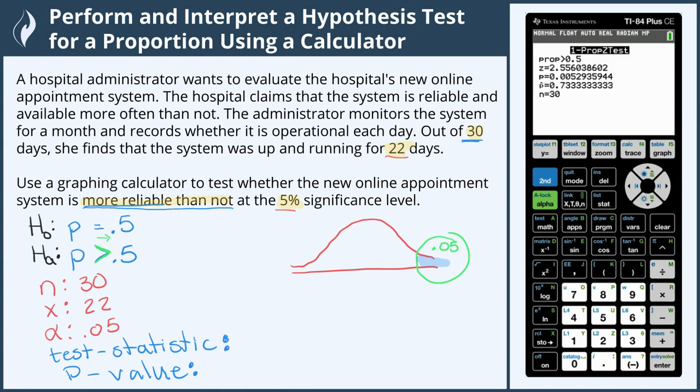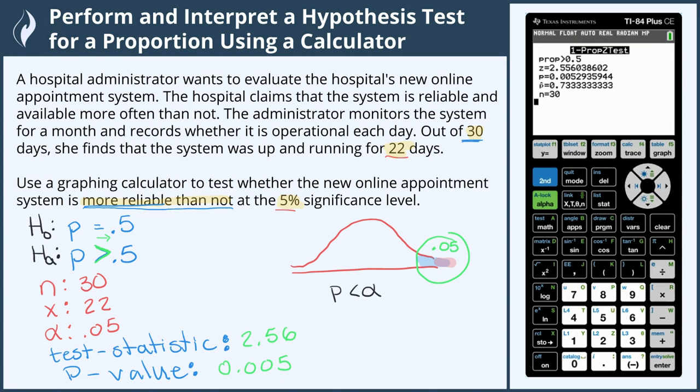Let's go ahead and write those down. The p-value is 0.005, and the test statistic is 2.5, and let's just round it out to 2 decimal places, so it's 2.56. The p-value is a very small proportion of 0.005, which means it's going to be much smaller than our alpha of 0.05. In our comparison, we would say that p is smaller than alpha.